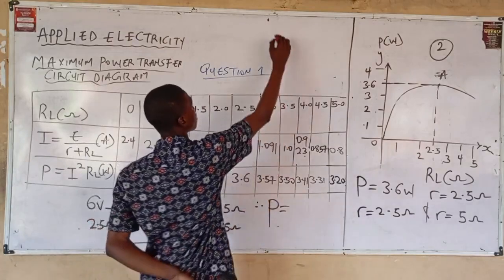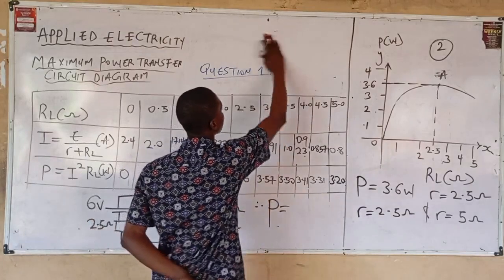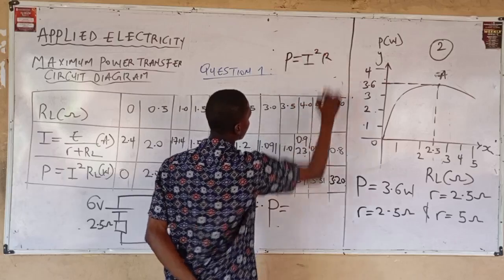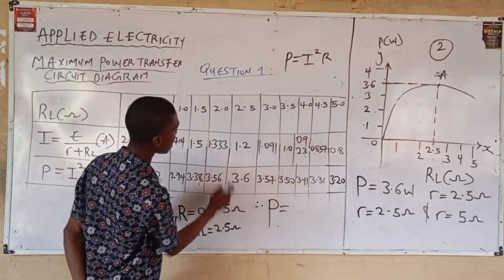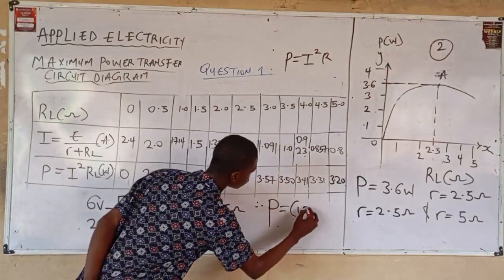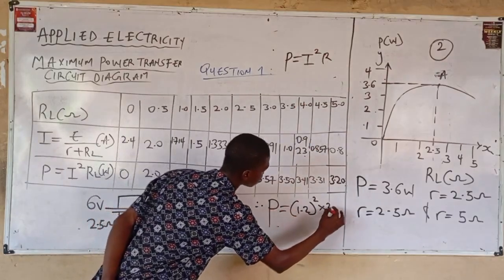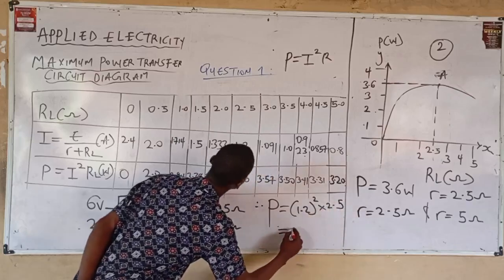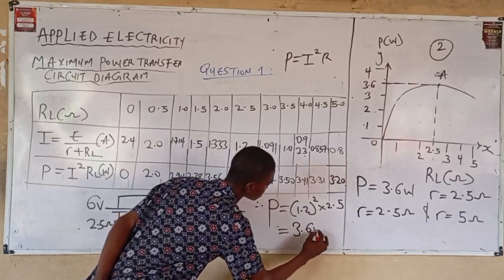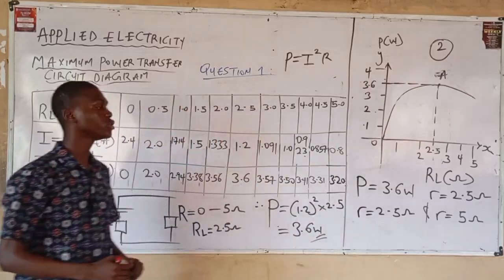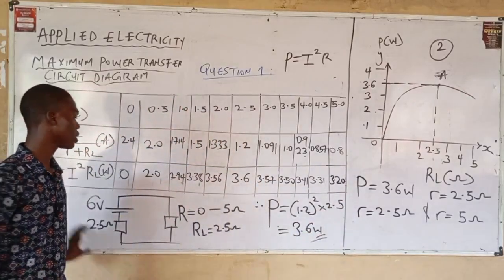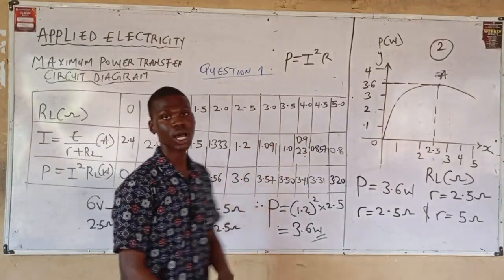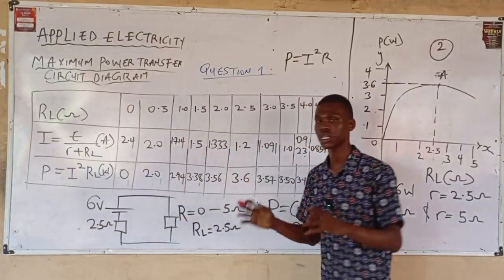Implementing the formula for power, which states that P equals I squared R, my I is 1.2 squared multiplied by 2.5, and this ends up giving me 3.6 watts. So if you are doing an OBJ question, you can easily solve this without going through all this process. So that's how maximum power transfer works.